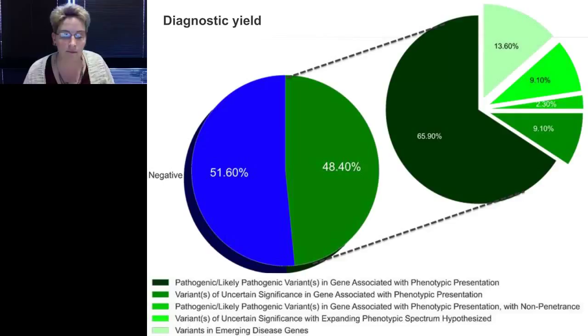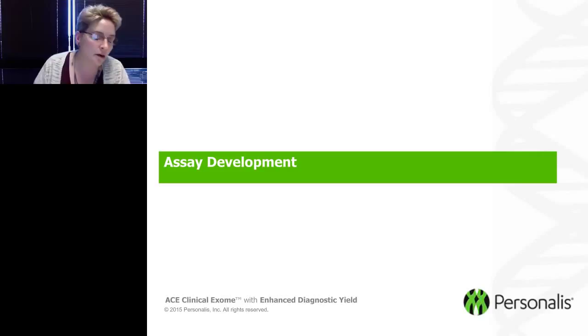So we think these are pretty strong criteria for returning to physicians. But one of the things that we really want to focus on is how do we reduce this negative number? Because what we really would like to be able to do is give these physicians very informative information so they can have a positive impact on their patients' outcomes. And so for the rest of the talk, I'm going to focus on how we think about reducing that negative number by increasing accuracy. The first thing I'll talk about is our approach to assay development.